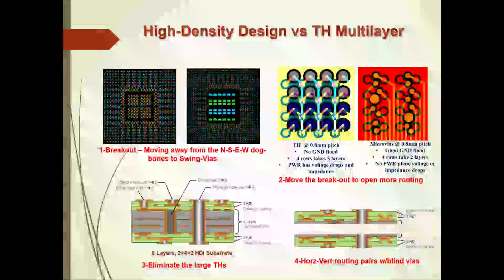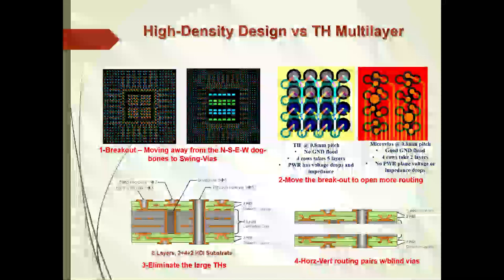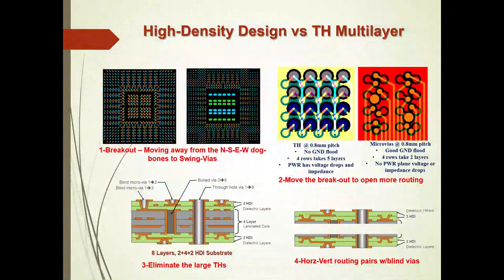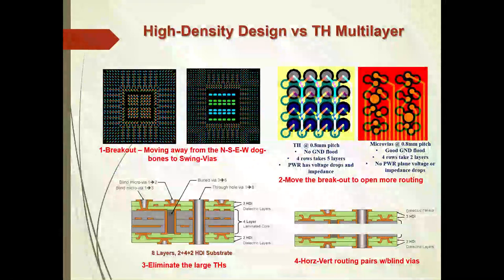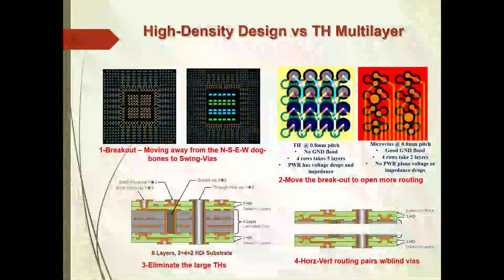But today we're talking about BGA breakouts, and especially moving away from the classical north, south, east, west dog bone to a thing called swing vias. In other words, to move the breakouts to open up more routing channels on the circuit board, which makes it easier. And we're focusing, as you see on the lower left-hand side, on eliminating the large through-hole vias by going to HDI and then also Ultra-HDI. And then stack-ups that allow us to put together horizontal and vertical routing pairs with these blind vias.